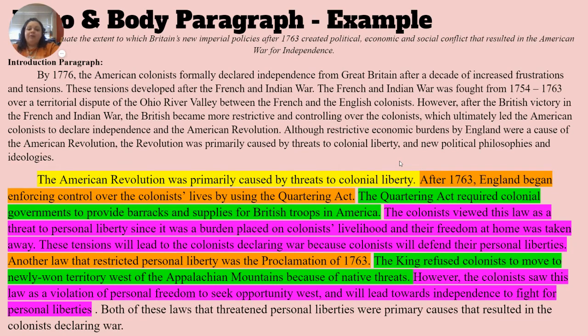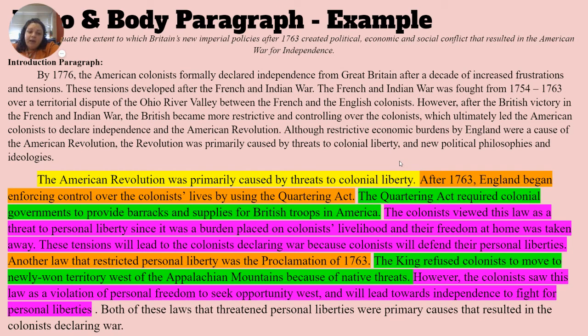So we just aped one CLT. Now we need to ape a second CLT. Another law that restricted personal liberty was the Proclamation of 1763. Let's prove that we know what the 1763 proclamation actually was. The king refused colonists to move to newly won territory west of the Appalachian Mountains because of native threats.